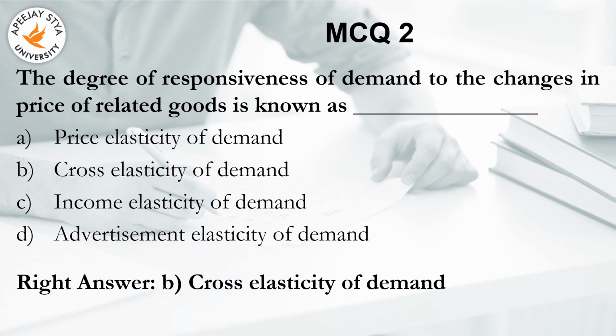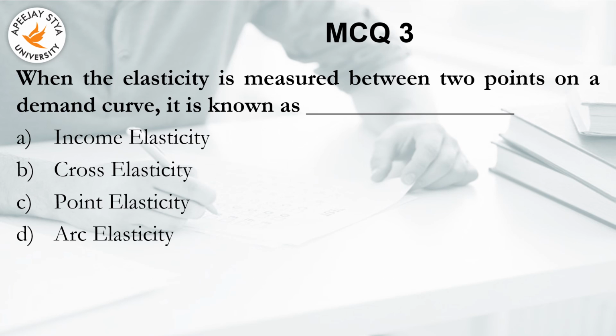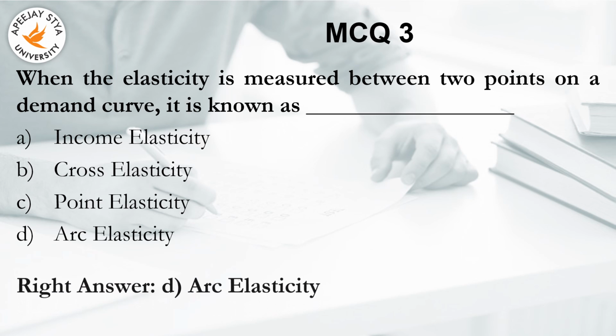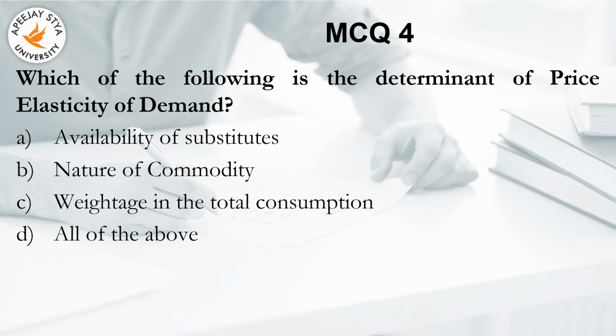Cross elasticity of demand. When the elasticity is measured between 2 points on a demand curve, it is known as income elasticity, cross elasticity, point elasticity, or arc elasticity. And the right answer is D. Arc elasticity.